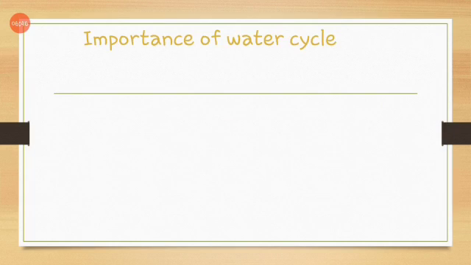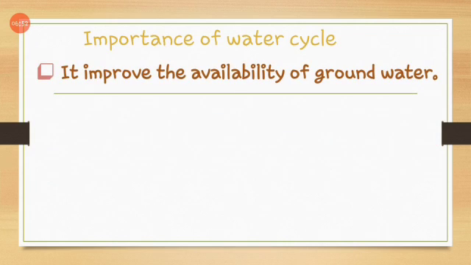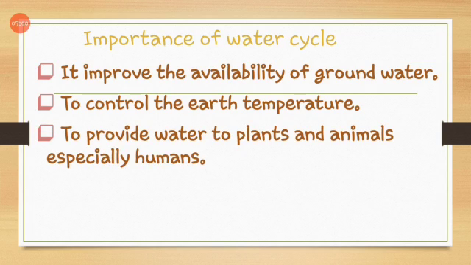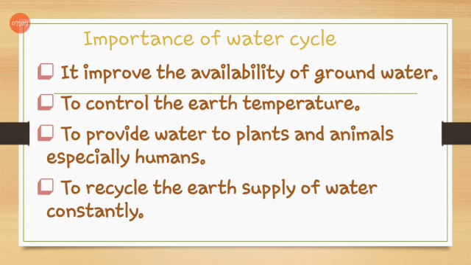Next we discuss the importance of the water cycle. The water cycle improves the availability of groundwater. It also controls the earth's temperature. The water cycle provides water to plants, animals and especially humans. The water cycle constantly recycles the earth's supply of water.